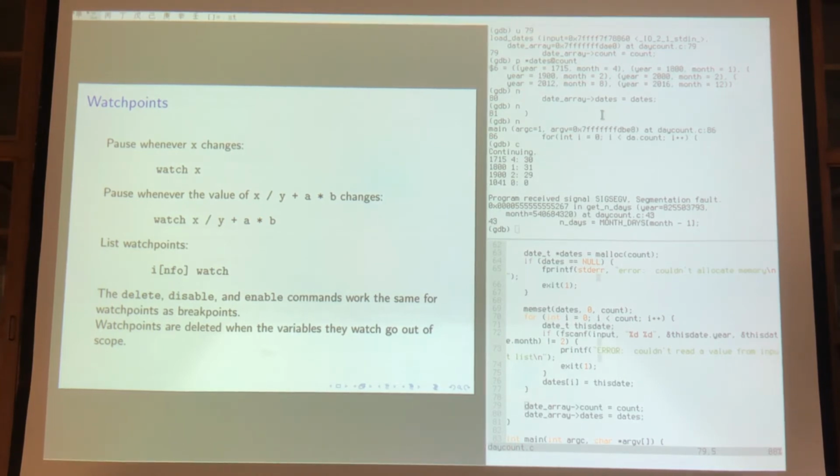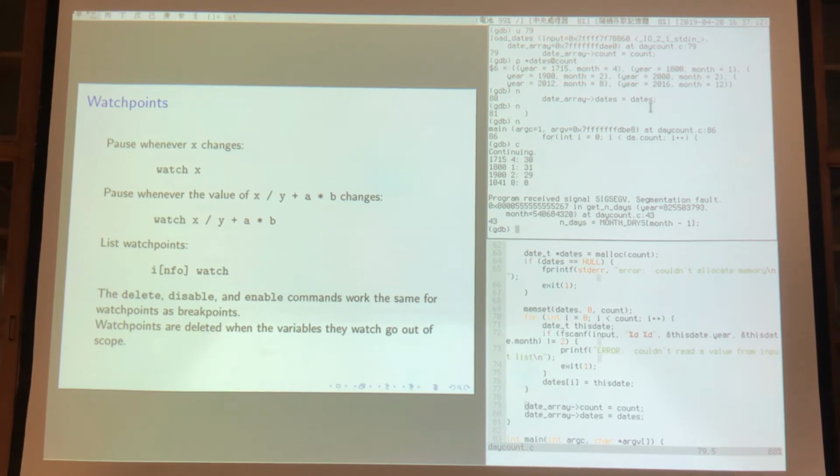The same commands like info and delete, disable, and enable work with watch points as well as breakpoints. If you want to temporarily stop using a watch point, you can type disable, and then you can re-enable it. If you want to delete it, you type delete or D. And just like breakpoints, watch points are numbered, and you follow these commands by the number that corresponds to the watch point you want to modify.